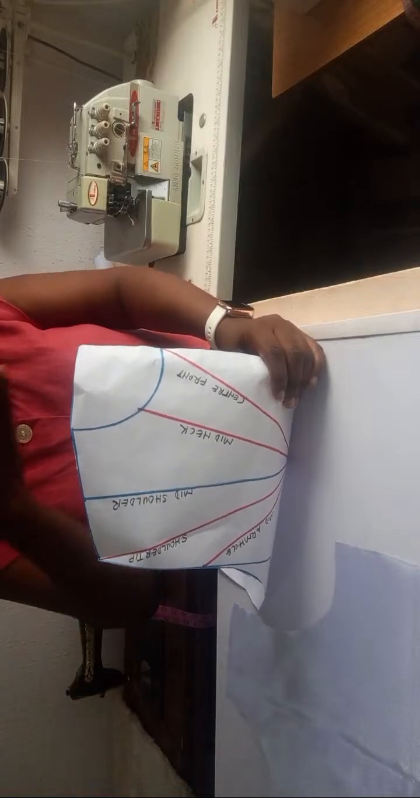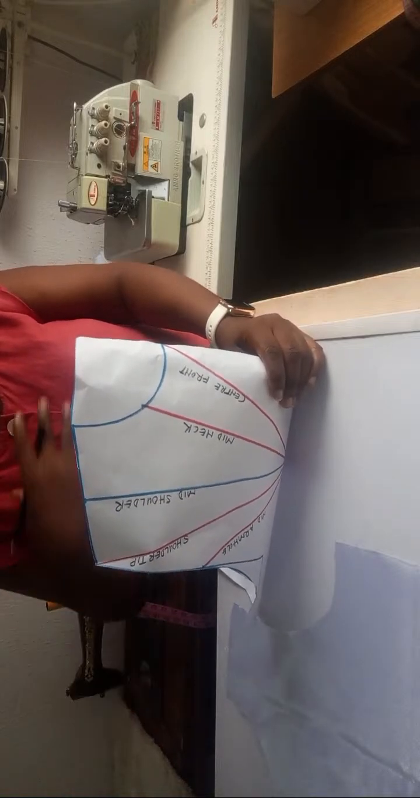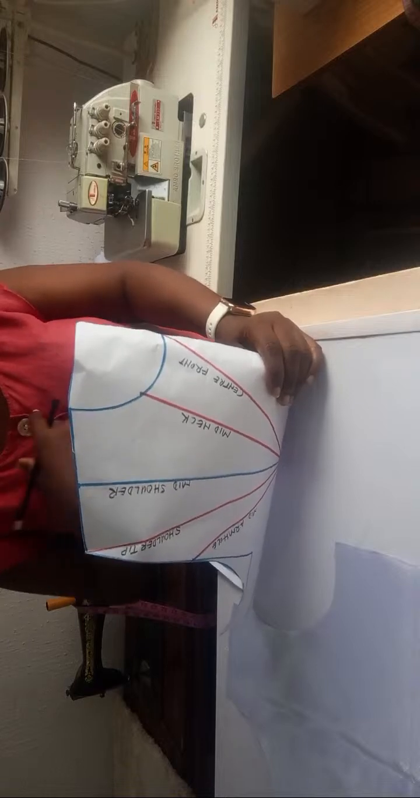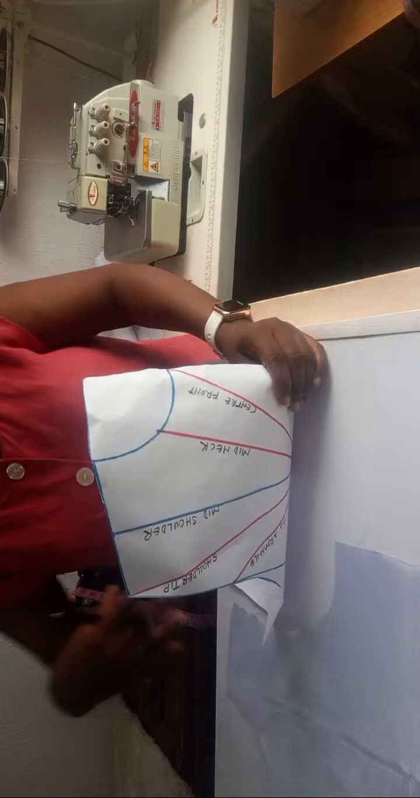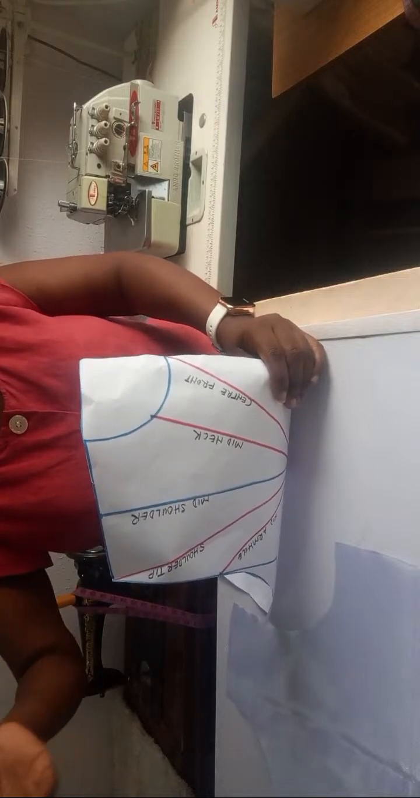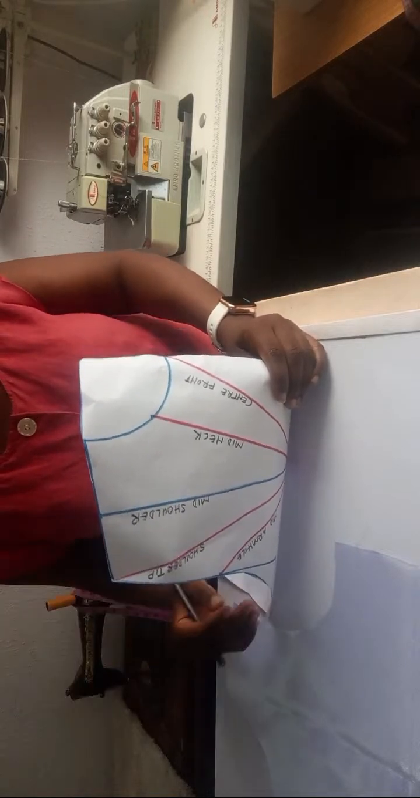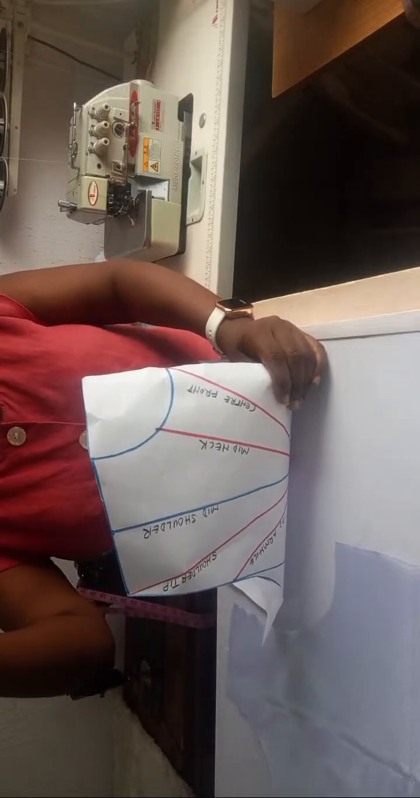You need to slash and spread. Maybe you want gathers at this. And there are other darts. We have some darts that we apply to the back aspect also. We have the center dart at the back aspect also.